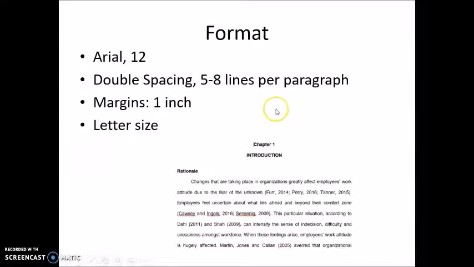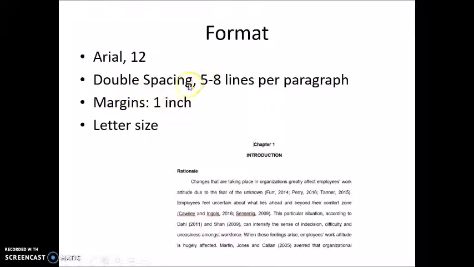So, we follow a format, a standard in writing our research paper. Kasi this is not creative writing. So, you should follow standards in writing your research paper. So, first, ang font style na gagamitin should be Arial. And the font size is 12. Again, that's Arial 12. Double spacing dapat. Para hindi masakit sa mata, tsaka madali siyang i-check.